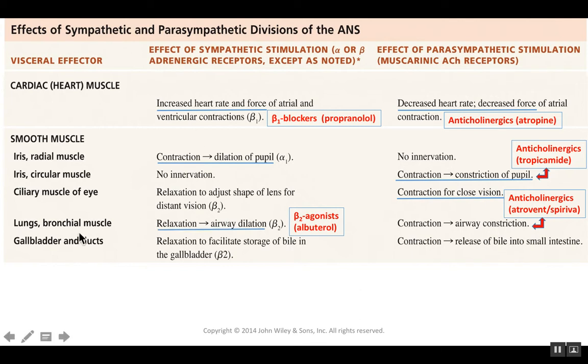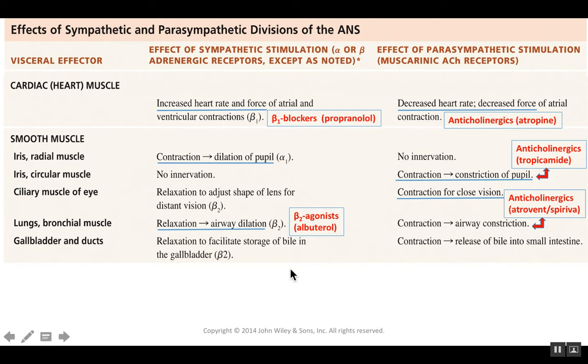Then you got the airways. The airways are an important one. We've got a number of drugs we use to open up airways. They're collectively called bronchodilators. The airways dilate in response to sympathetic. Therefore, if you mimic that using a beta-2 agonist, you will bronchodilate. That's albuterol. There's another way to bronchodilate. You use an anticholinergic. You block the constriction. If you block constriction, it dilates. Examples, Atrovent and Spiriva. You've probably heard of Spiriva.